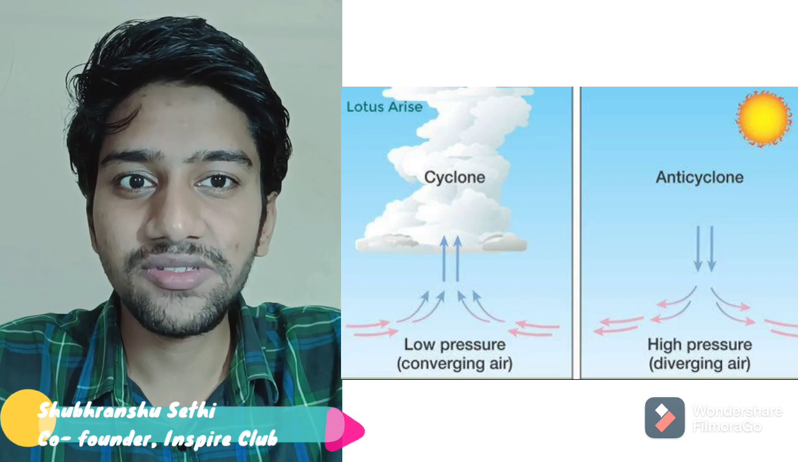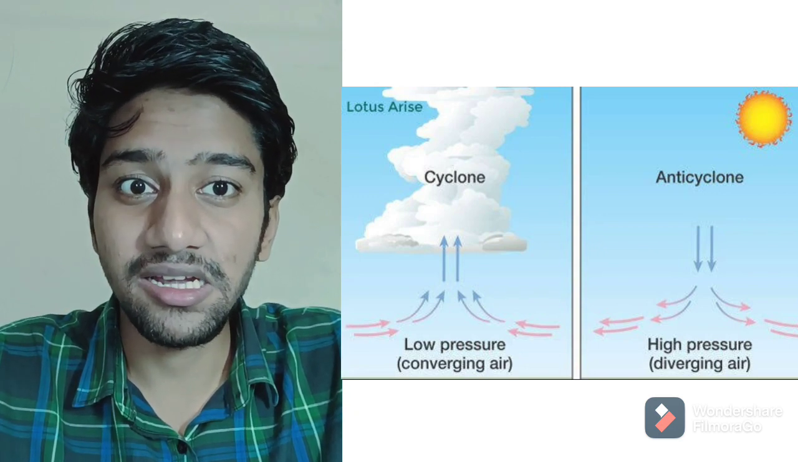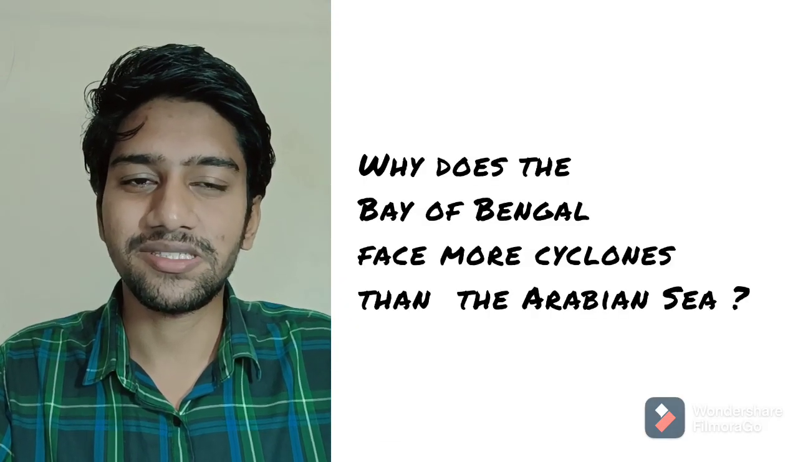It helps to form cyclones in the ocean, and most of these conditions are very well present in the Indian Ocean region, maybe in the Bay of Bengal or in the Arabian Sea. Why does the Bay of Bengal face more cyclones than the Arabian Sea?